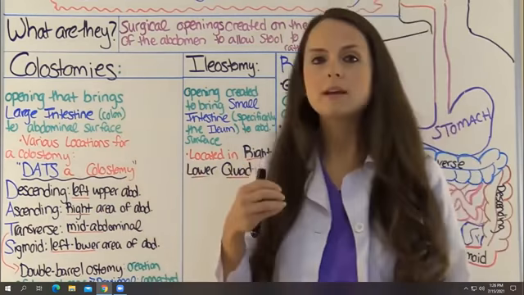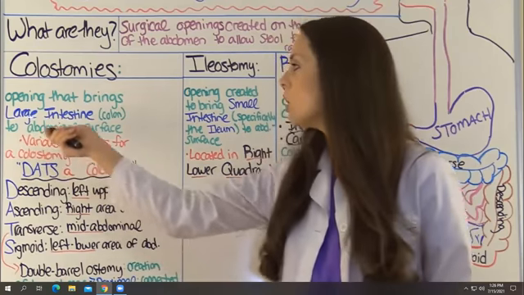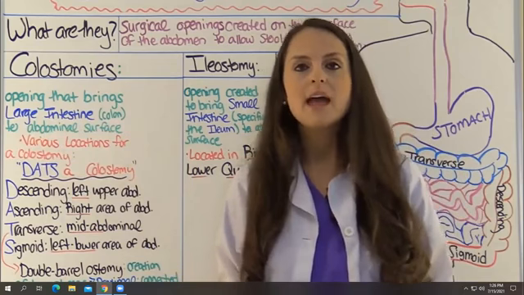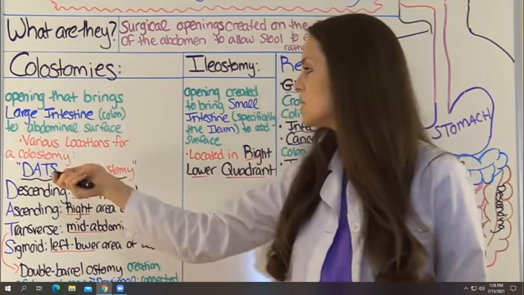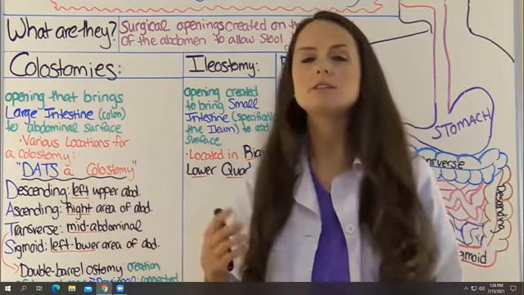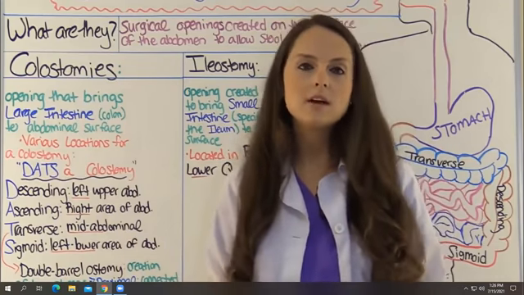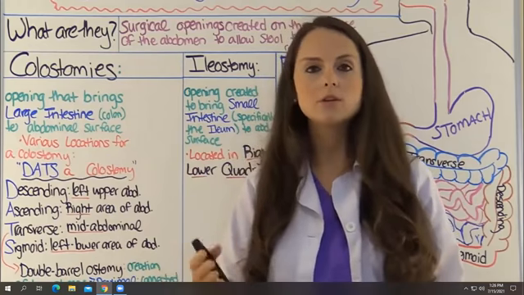Well, a colostomy is a surgical opening that brings the large intestine, the colon, to the surface of the abdomen. Now, there are various locations for a colostomy, so different types, and I would remember these types because you need to know them for when you're assessing a patient with a colostomy.